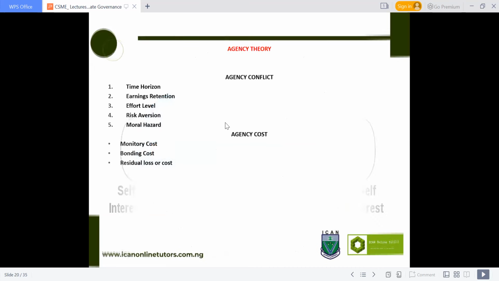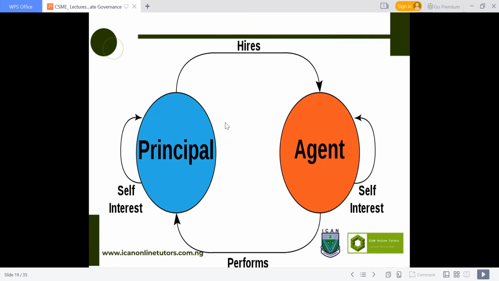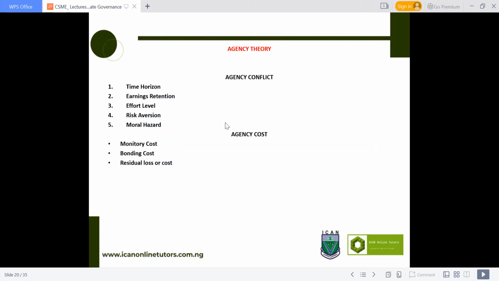So you can see these two parties have interests. There's self-interest in both: the principal has his own, and the agent also has his own. But with a good agent, the principal's interest will supersede your own interest. So at the top of your mind, try as much as possible to always satisfy the principal, even though sometimes it is not convenient for you. The two of them usually have conflicts.